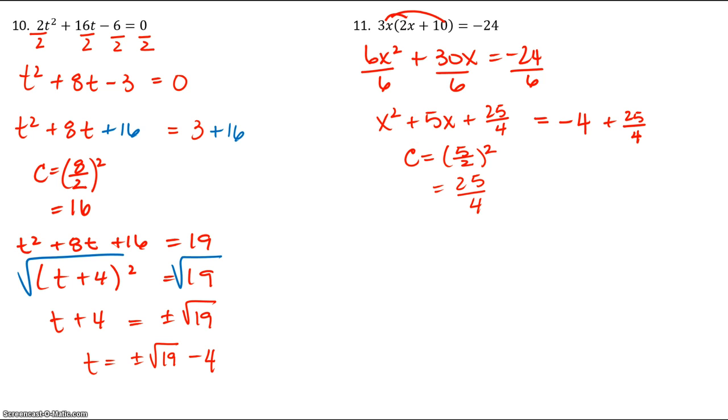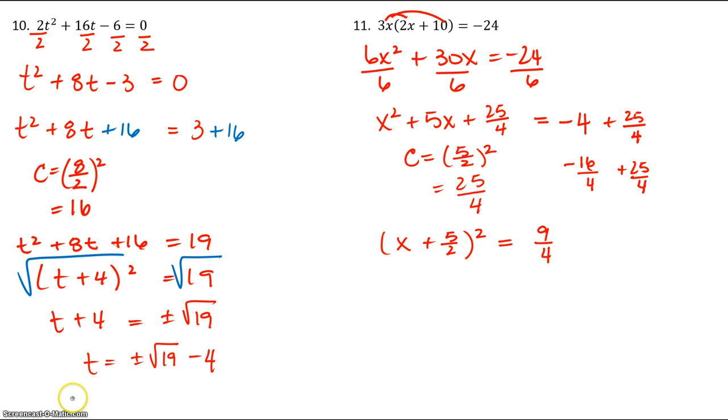Okay? So remember that this will then factor to x plus 5 over 2 squared, okay, equals. So let's turn negative 4 into a fraction also. That's the same as negative 16 over 4 plus 25 over 4. So negative 16 plus 25 would give you 9 over 4.